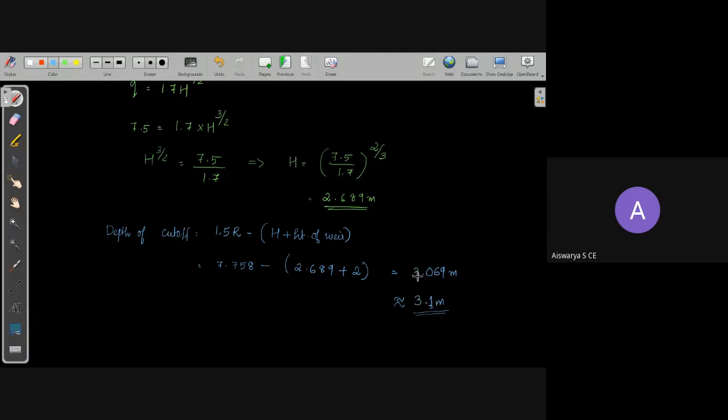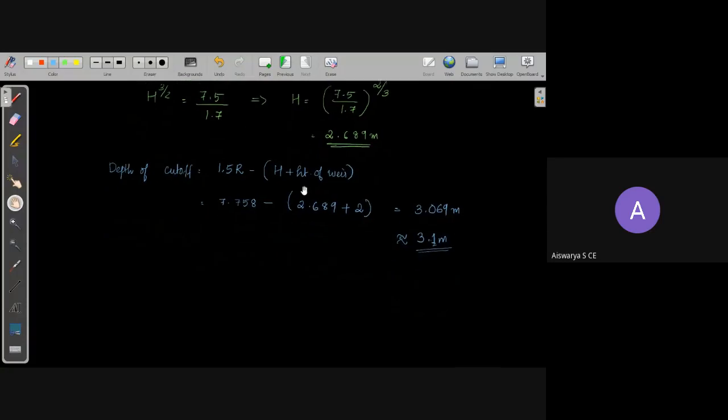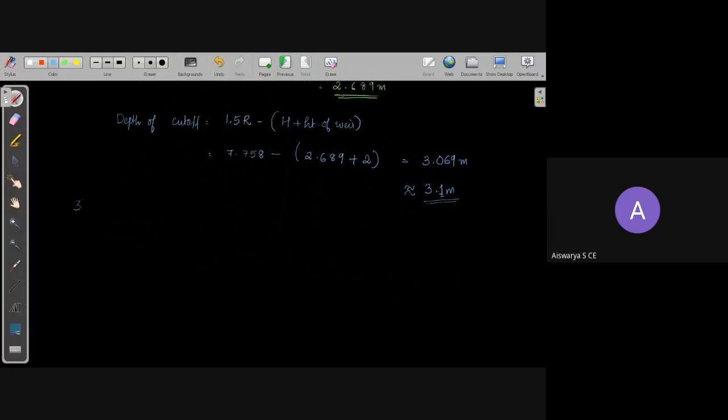Don't round it off to the nearest whole number, round it off to 3.1 meter. Because if you provide a 4 meter cutoff wall instead of rounding off to 3.1 meter, an additional 1 meter is coming. So there is an additional cost of construction, so it is uneconomical. So we need to round it off to the nearest first decimal place, that is 3.1 meter, only in the case of cutoff depth. Okay, so now we have designed the depth of cutoff wall. Next is the third portion.